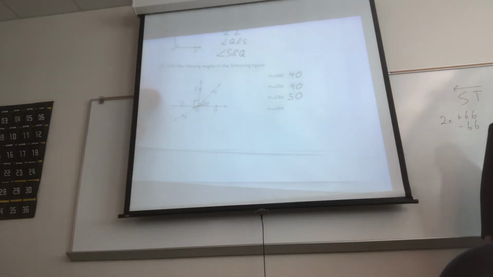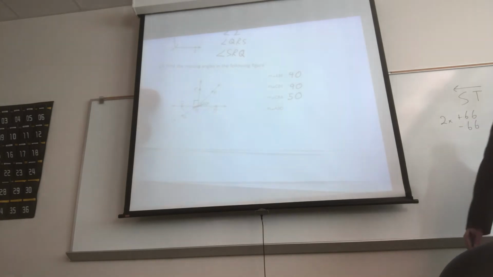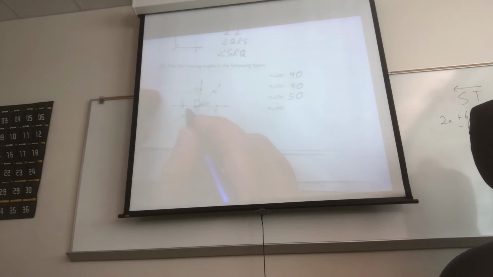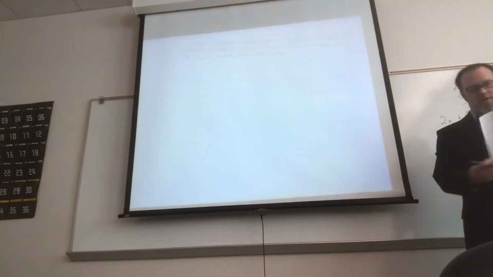And then the measure of angle ABD. Notice how we have a complete line here. That would be 180 degrees, and this one's already 50. So 180 minus 50 means this one's 130. Okay, almost done. Taking a look at the back.